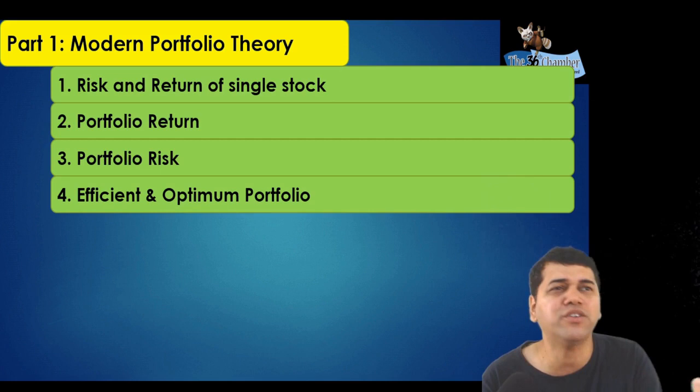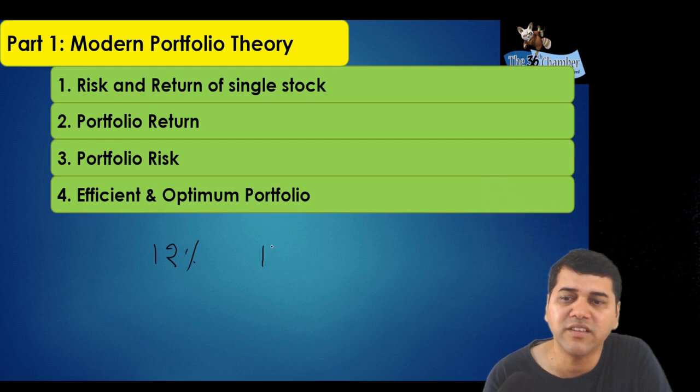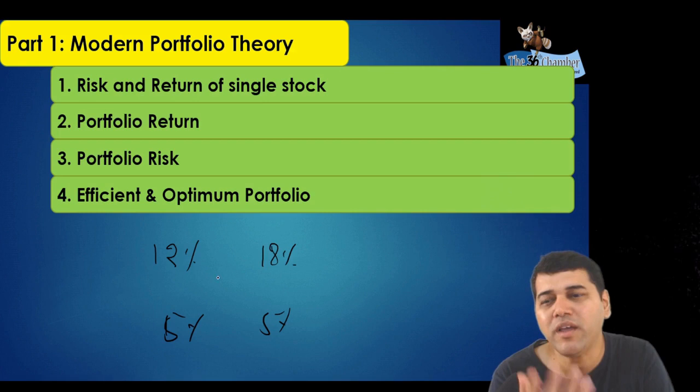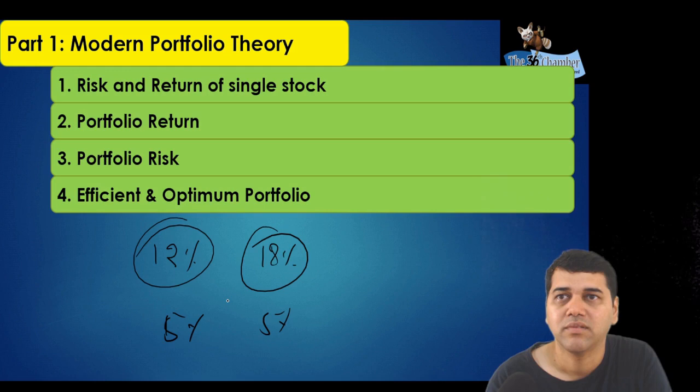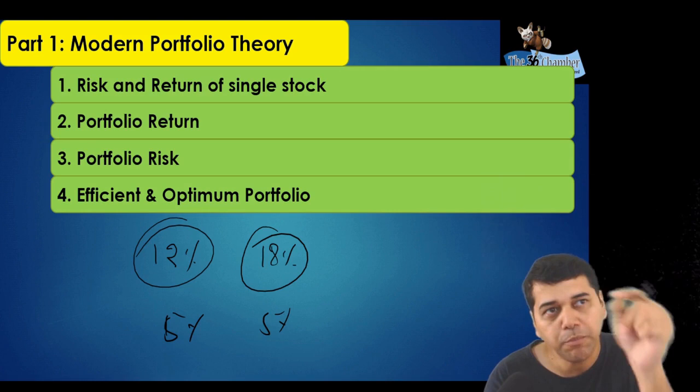Why would you choose the inefficient one? Like Infosys is giving 12%, TCS is giving 18%, and both risks are the same, 5% standard deviation. Why on earth would you want Infosys? Choose TCS. And then choose one more thing which is not positively correlated, or has the optimum weight. That's what he said. The last part is the efficient and optimum portfolio.